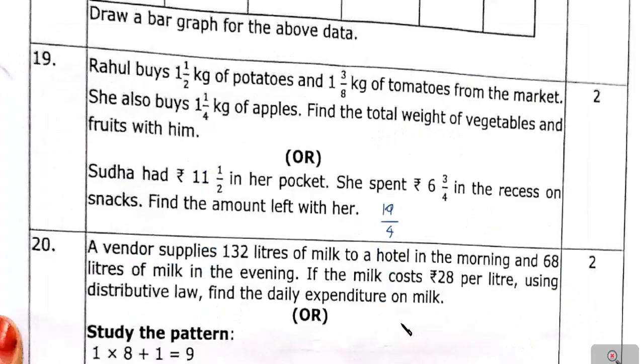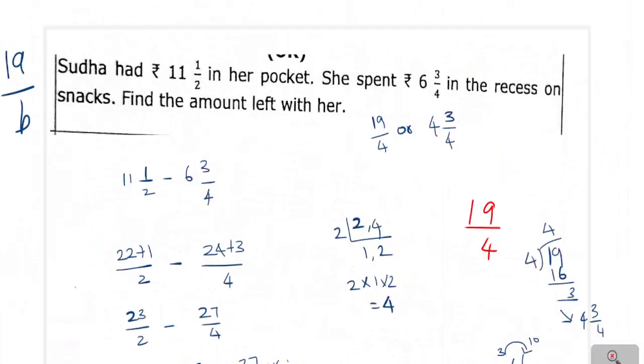So the next question, 20th question: a vendor supplies 132 liters of milk to a hotel in the morning and 68 liters of milk in the evening. If the milk cost is 28 per liter, but here they mention to use the distributive law, find the daily expenditure of the milk. So this is also one of the easiest sums.